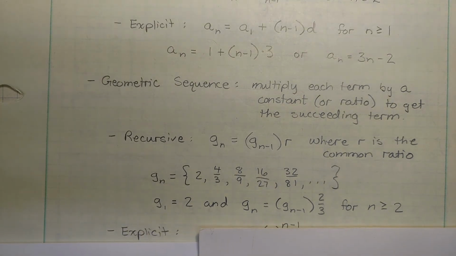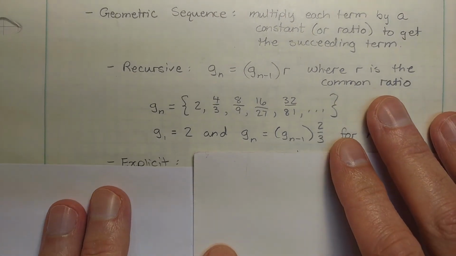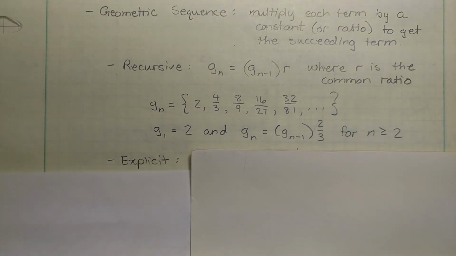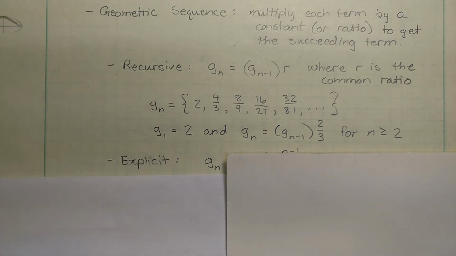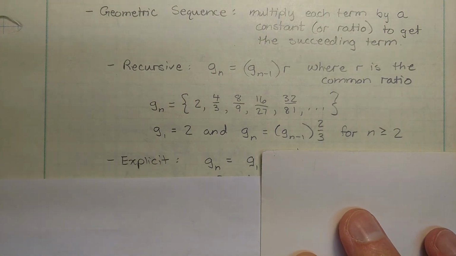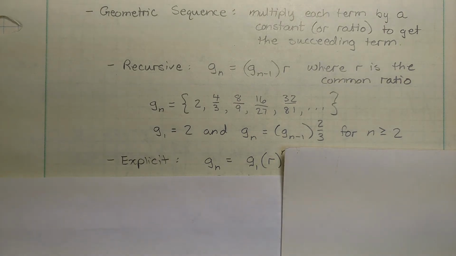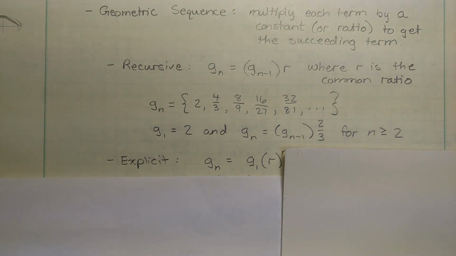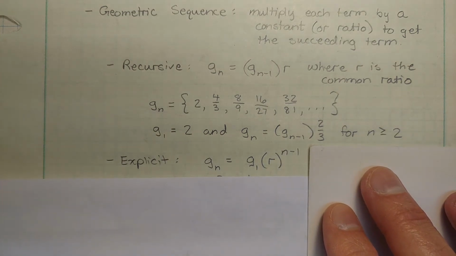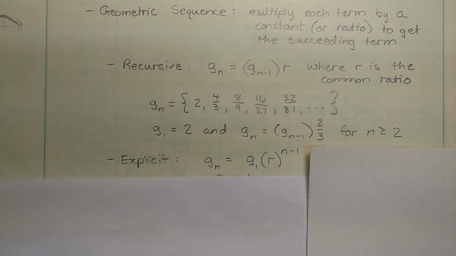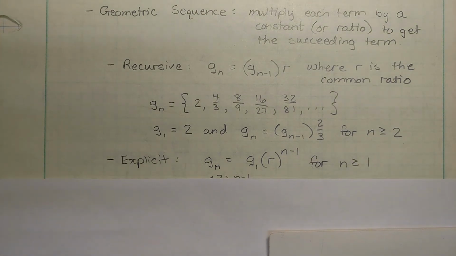Now let's look at an explicit definition. For explicit, we follow kind of the same process we did with arithmetic. We know that our general nth term will be equal to whatever our first term is. Now, instead of adding, we'll multiply times our r, and instead of multiplying by our common difference, now what we do is we take the n minus 1 and we raise r to the n minus 1 power. And that's for n greater than or equal to 1. So that gives us our first term, g of 1, and each successive term.